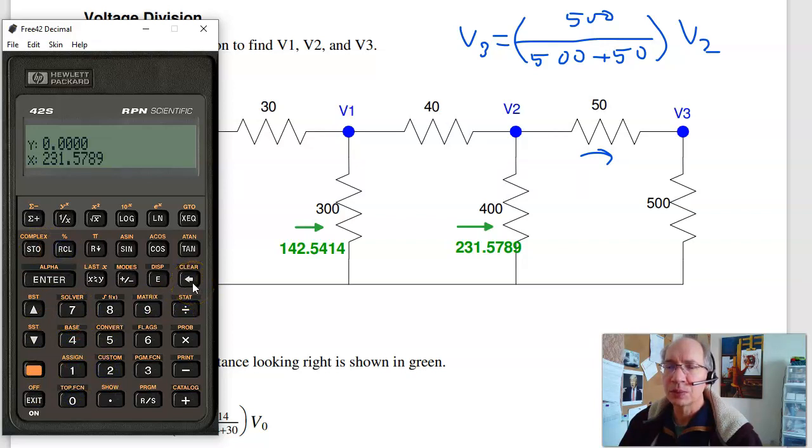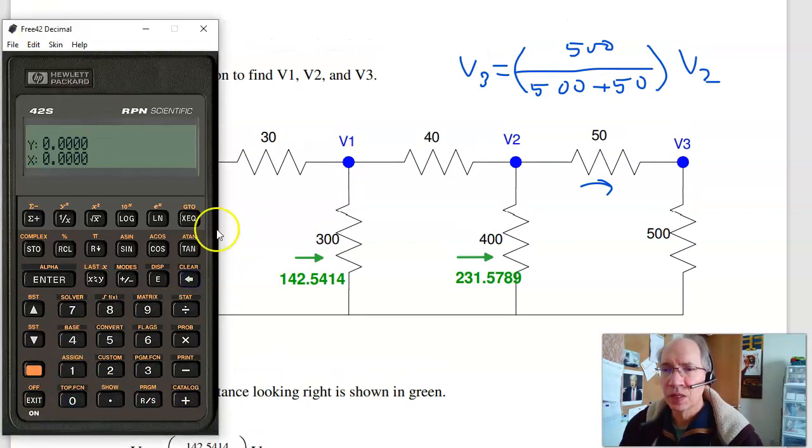Okay, what did I do wrong? Oh, maybe a new circuit. So 550, inverse, 400, inverse, add, inverse. All this is 231 ohms. Plus 40. In parallel with 300, take the inverse, 300, inverse, add, inverse. All this together is 142 ohms. Store a 1, plus 30. 172 ohms.